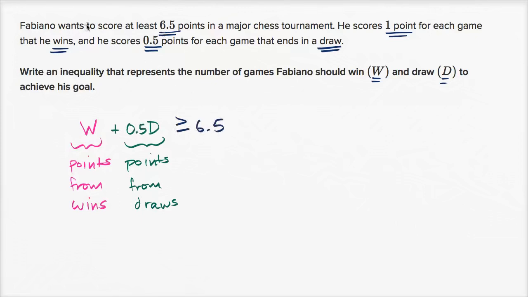If it says Fabiano wants to score more than 6.5, then it would have been greater than. But it says Fabiano wants to score at least 6.5. So that's greater than or equal to 6.5. He's okay if he scores 6.5.